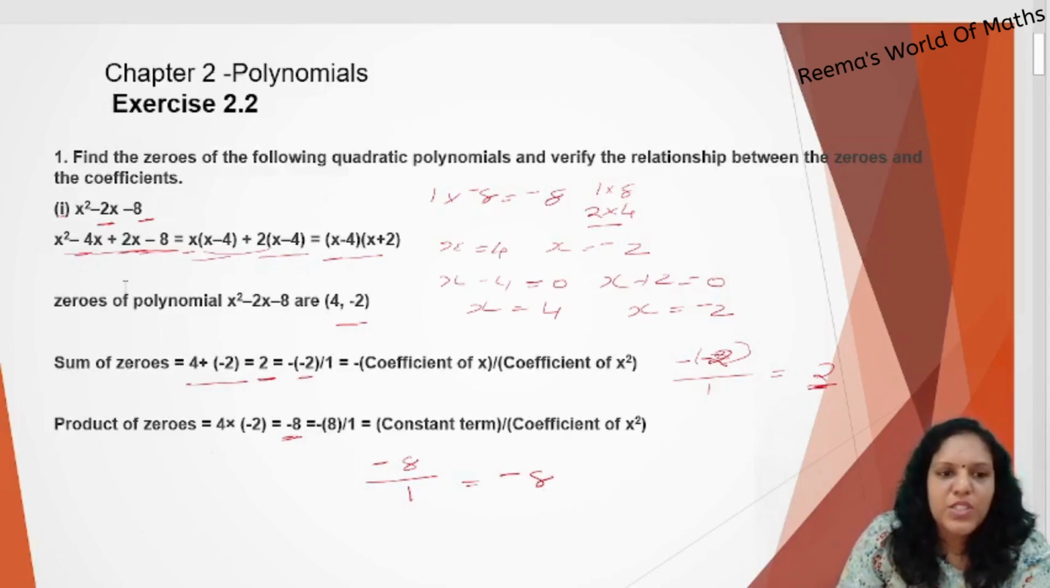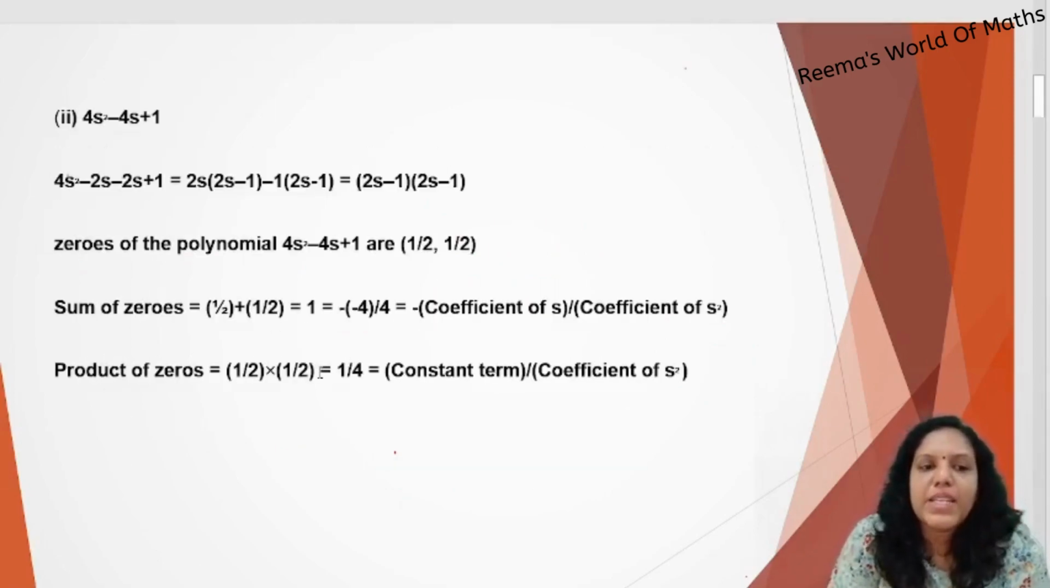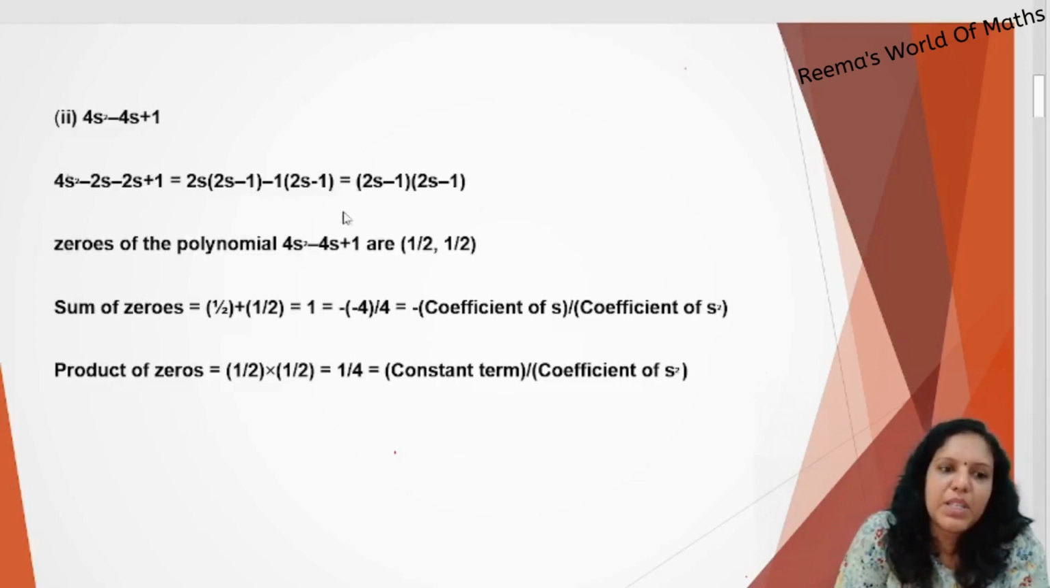Let's move to the second question: 4s squared minus 4s plus 1. Here also, we need to factorize this polynomial using splitting the middle term. So minus 4s can be split as minus 2s and minus 2s. So 4s squared minus 2s minus 2s plus 1. So we have split the middle term into minus 2s minus 2s.